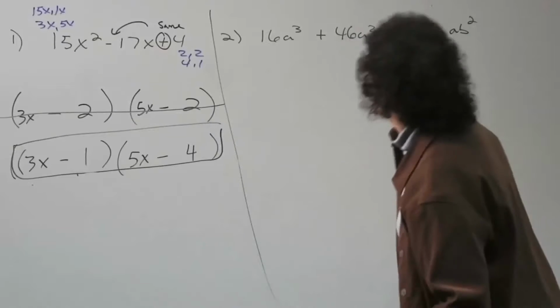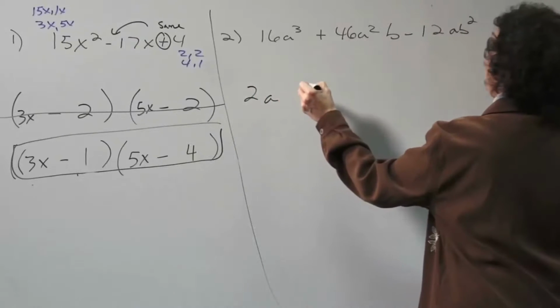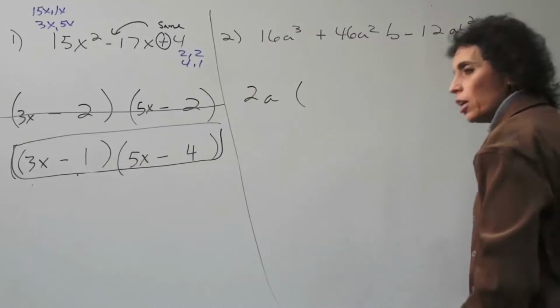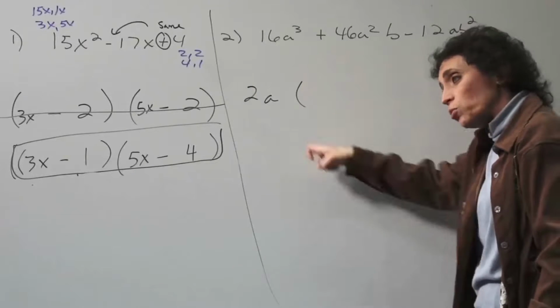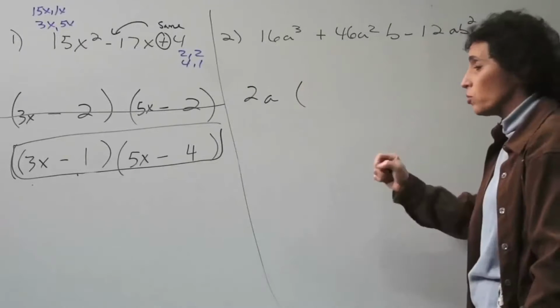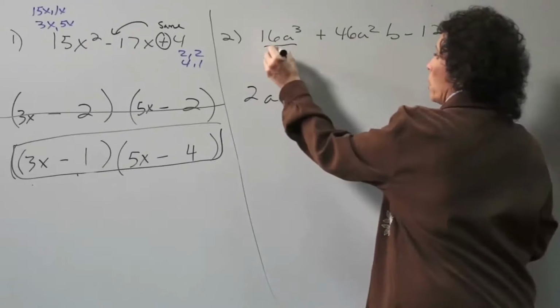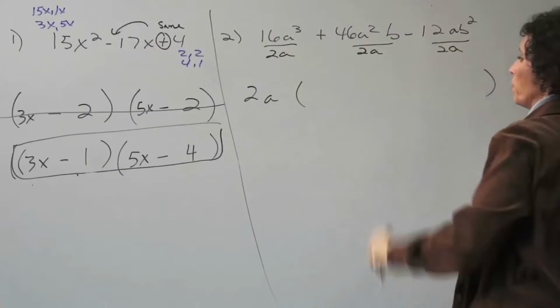I'm liking this. Okay, we definitely have a 2 in common. Do we have an A? Yes, we have an A. Do we have a B? No B, because there's no B there. So we have a 2A in common. We divide by 2A. Listen, anytime we pull out a GCF, that's when we make one big set of parentheses. It's the only time when we're factoring that we have one set of parentheses.